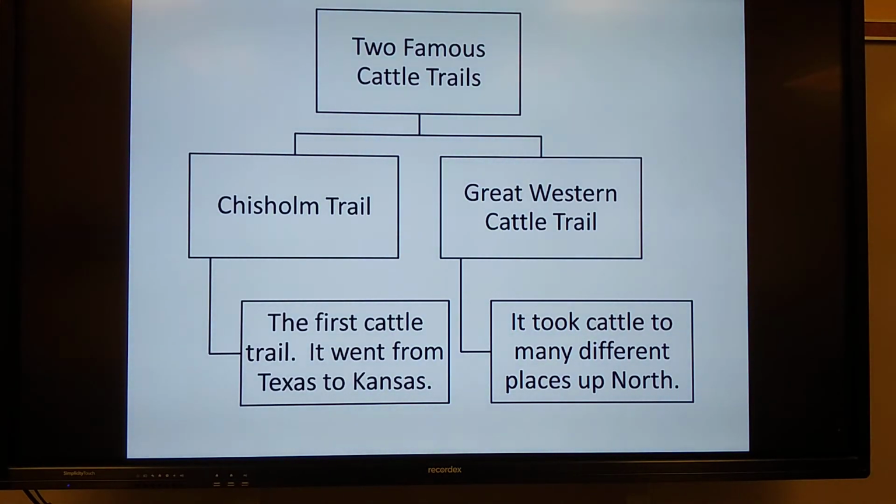Two famous cattle trails. First, you got the Chisholm Trail. This was the very first cattle trail. It went from Texas to Kansas. And then you have the Great Western Cattle Trail. It took cattle to many different places up north.